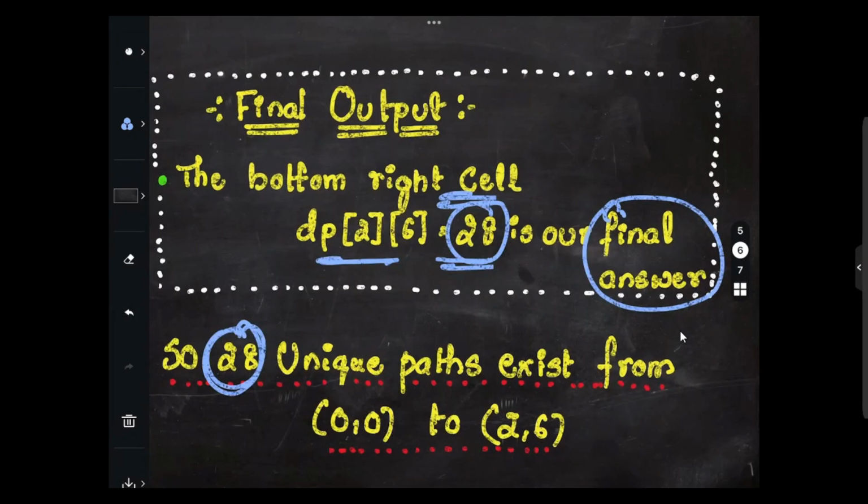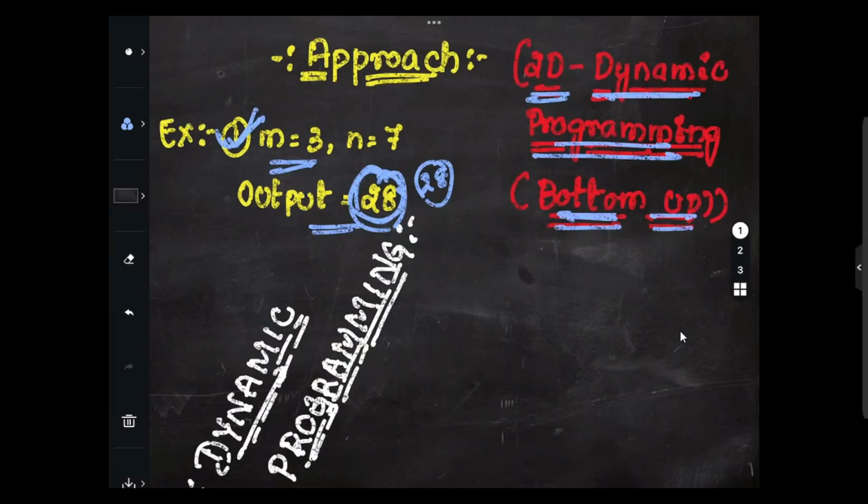28 unique paths exist, or 28 unique ways for the robot to reach from 0, 0 to 2, 6, right? The output that we got is 28, which is equivalent to the output given for the first example in the question, right? So this is fine. The approach works absolutely correctly in this case.